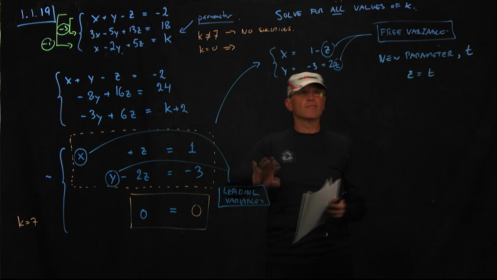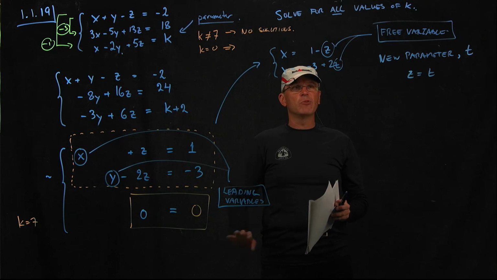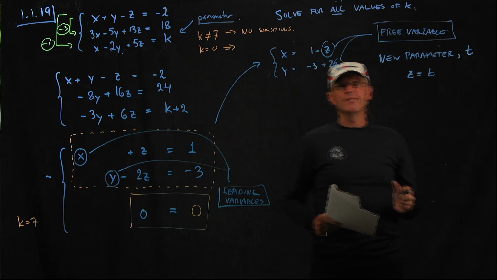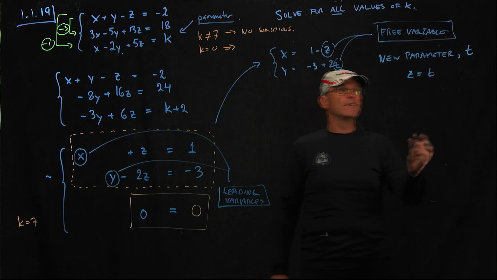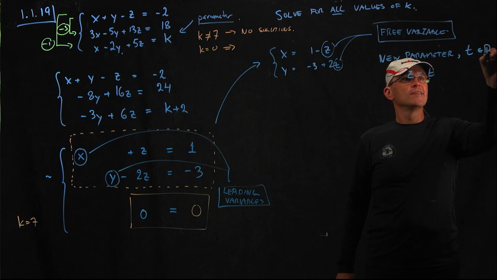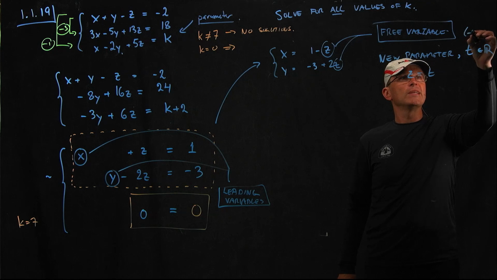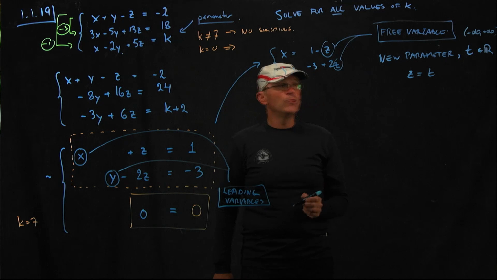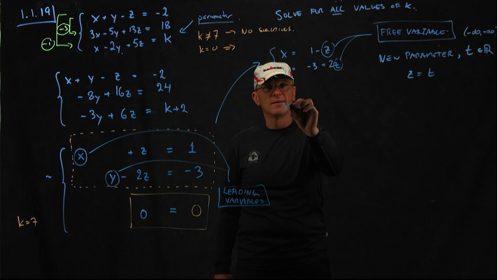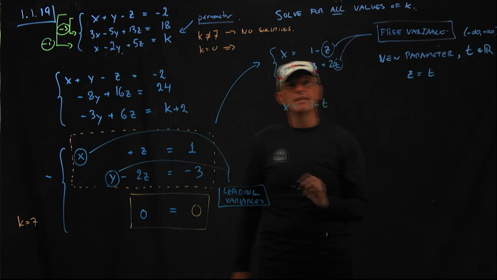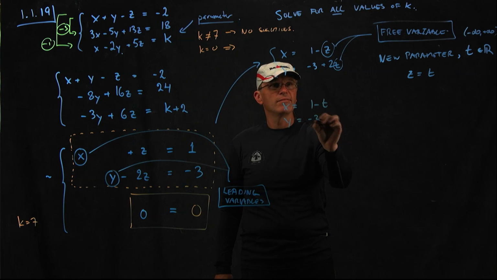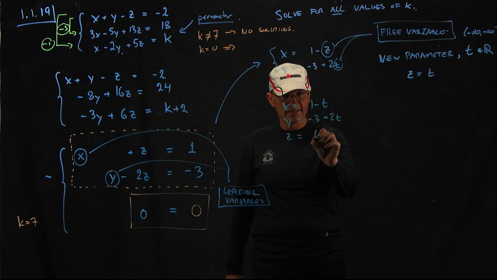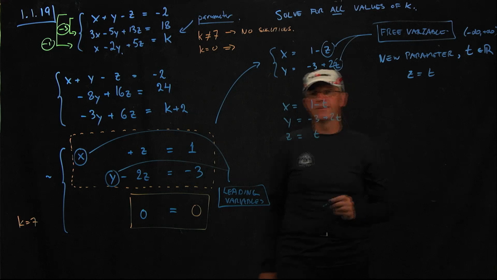So in our class, at least 95% of the time, we're only dealing with real variables, right? So we may do some complex stuff in the very last week of the semester. But for now, this is just something that takes real values. So it's values between negative infinity and positive infinity. All right, so with this, we can write x as 1 minus t. y is negative 3 plus 2t. And z is t. All right, so we can write it in this way.